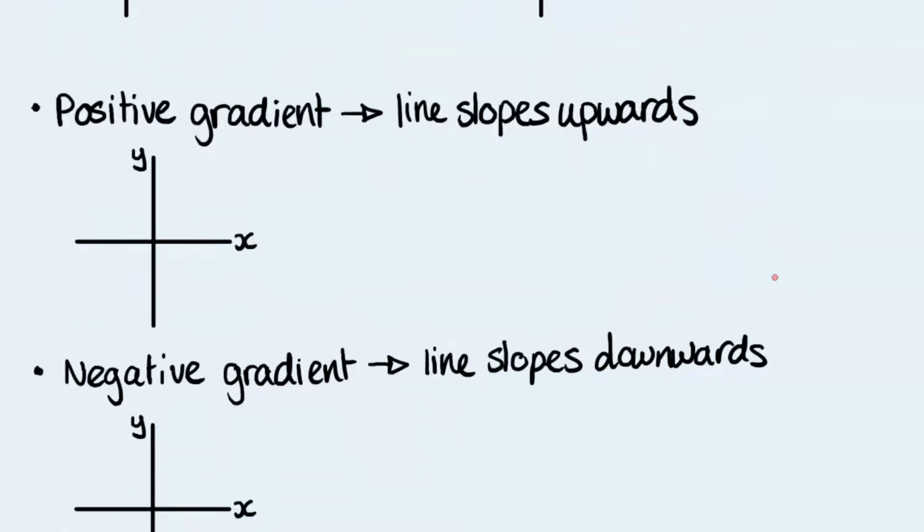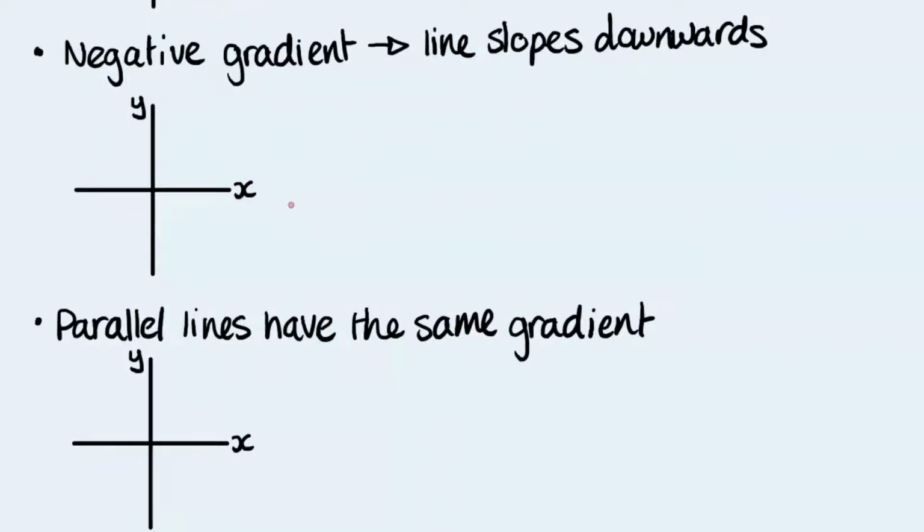The next point is that if the gradient is positive, then the line slopes upwards. So we can have a line like this, where the gradient m is equal to 4. We have a positive number, so the line is sloping upwards.